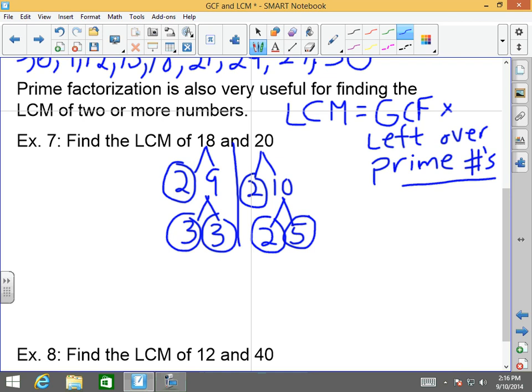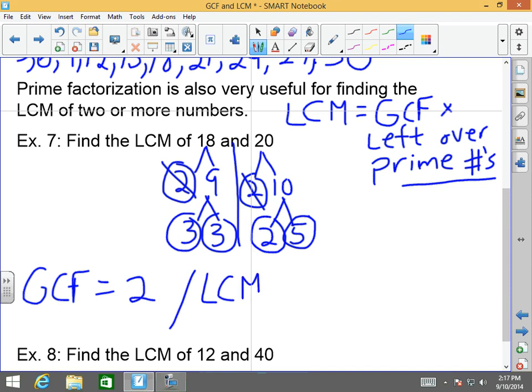Now, in order to find the LCM, we've got to find the GCF. So what's the GCF here, guys? You have a 2 and a 2, which comes out as a 2. Do I have a 3 on both sides that I can pull out? Do I have an extra 2 on both sides that I can pull out? Do I have a 5 on both sides that I can pull out? So GCF is 2.